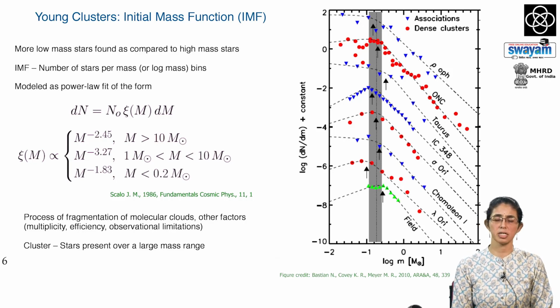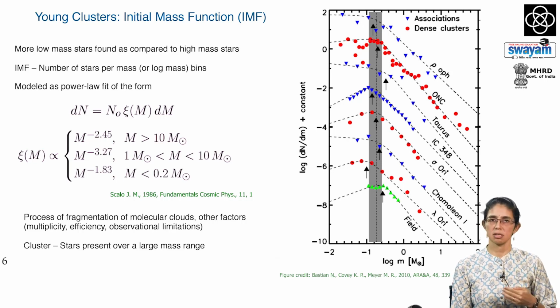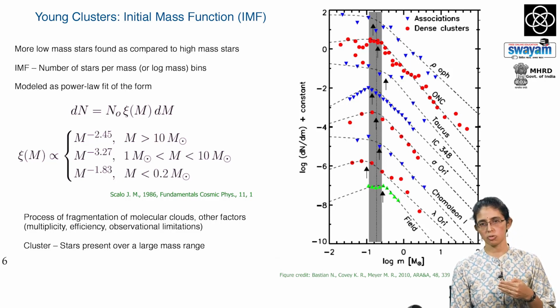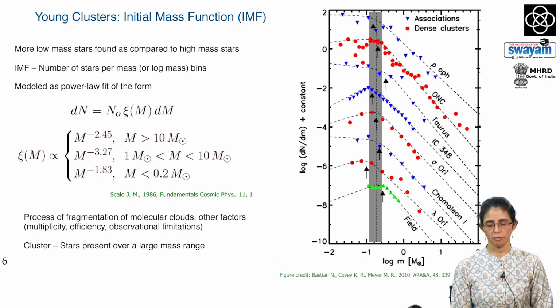Thus, clusters have a large range of masses from very low mass to very large mass, but of course the large mass stars are rare, and one such distribution of stars is shown on the right hand side. When I say distribution, a number of clusters are shown, and the power laws which are fitted are also indicated by the dashed lines. As the cluster evolves, it has been found that the power laws that are used to understand the initial mass function vary slightly.